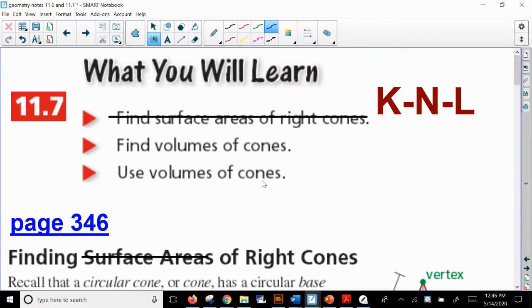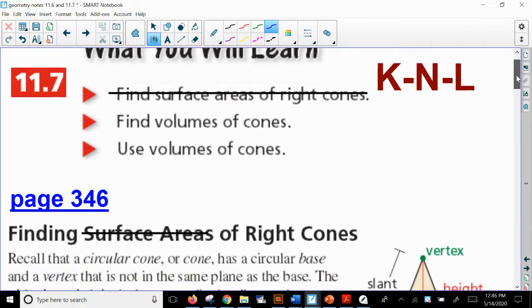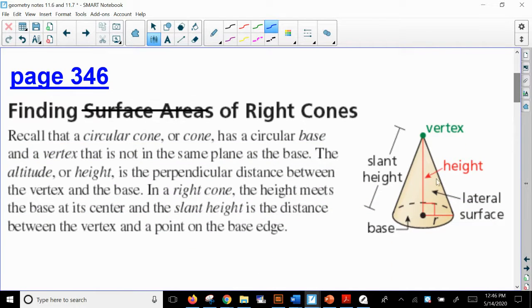We are finding the volume of cones. We're not doing surface area, so I crossed that out. Okay, a cone, think of an ice cream cone. That's what a cone is. It's similar to a pyramid, except it's round on the bottom. Pyramids are not round on the bottom. Pyramids are shaped like some type of polygon, like a rectangle, a square, a triangle. But if the bottom is a circle, then it's a cone. It's not a pyramid. Okay?